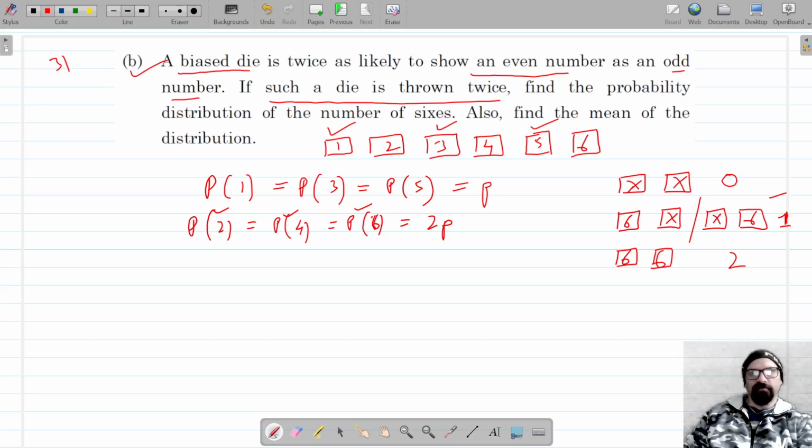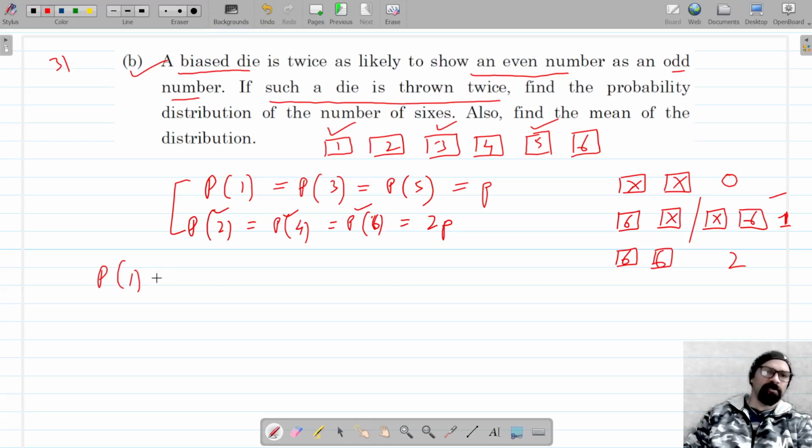Now, what is the probability of getting a six? Because it's all about getting the sixes. So we have to find out the probability of getting a six and not getting a six. Now these are our total events: either you get an odd number or you get an even number.